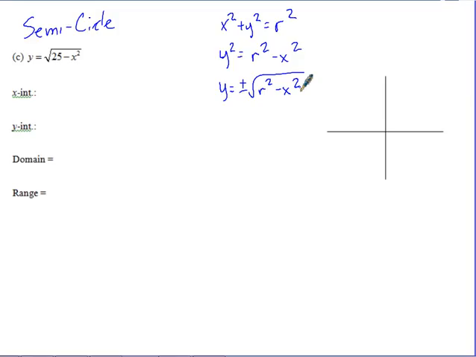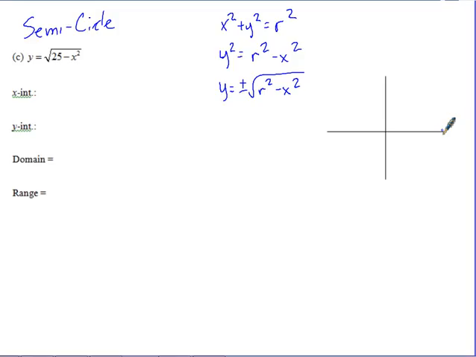It's exactly like that, right? Except in this case, my r squared is 25, so my r is obviously 5. Good. So my r squared is 25. The only difference is, notice how many equations are here? There's two, a positive square root and a negative square root. But over here, I'm only dealing with one. Which one? So do you realize that's why you only have a semicircle, right?